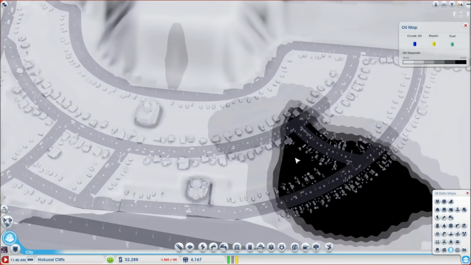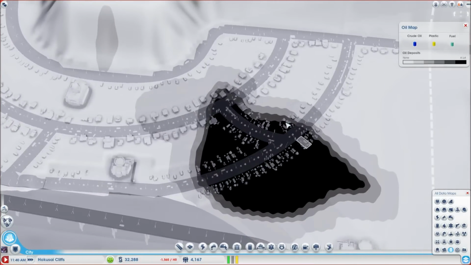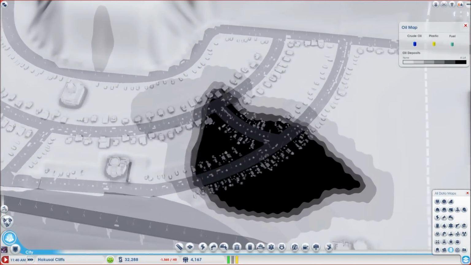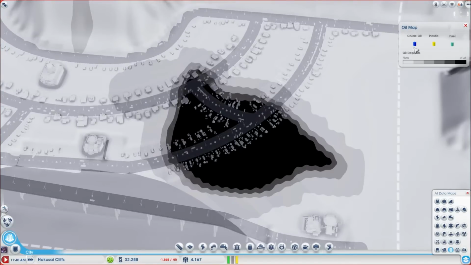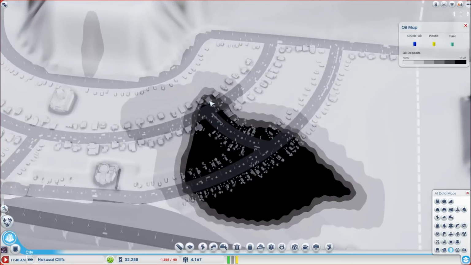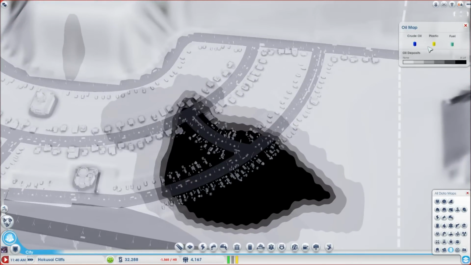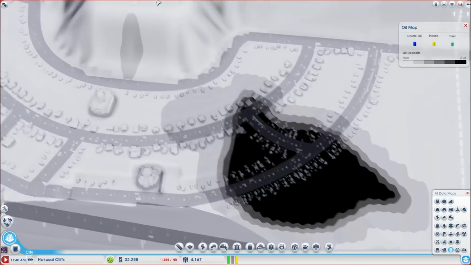Finally, let's take a look at the oil map. Pretty much straightforward like everything else. There's a large oil deposit that dissipates further out. Initially, you will pull out crude oil, and later, once you get oil HQ, you can turn it into plastic and fuel, and then push it out as well, making a lot of money.